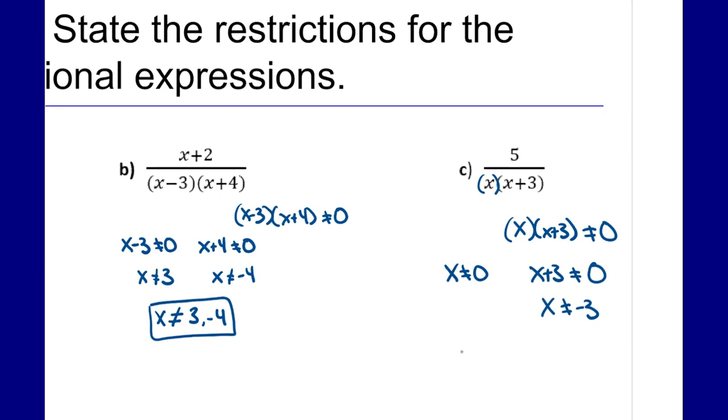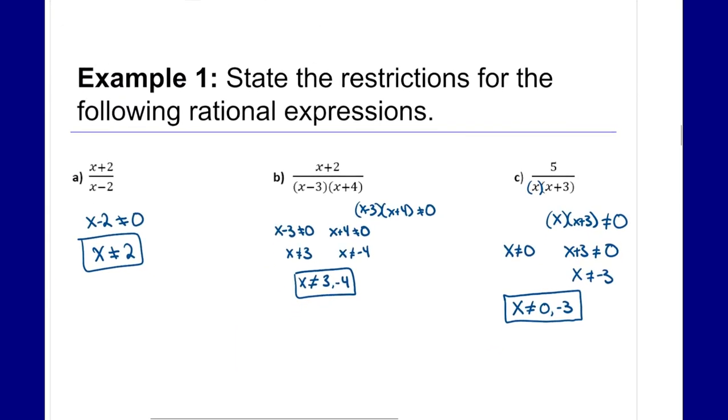So then altogether, all my restrictions, x cannot equal, again, I think I did those backwards. Let me just go through, try to keep it consistent. So x cannot equal 0 and negative 3. And those are my restrictions for this function. So that is essentially what we're doing when we're looking for restrictions.